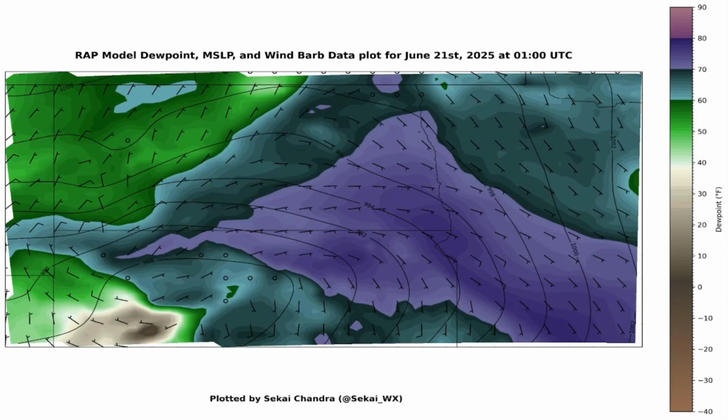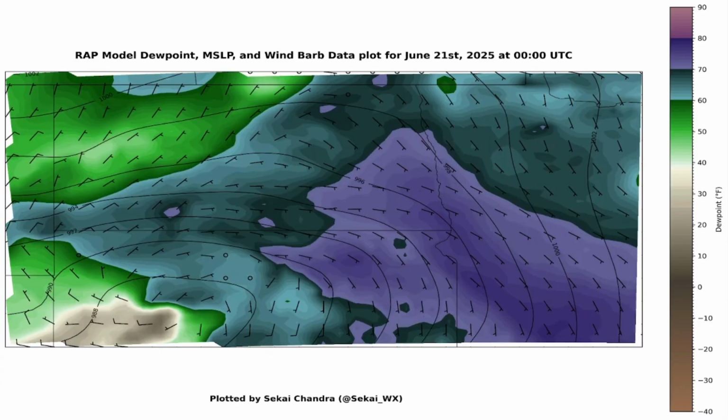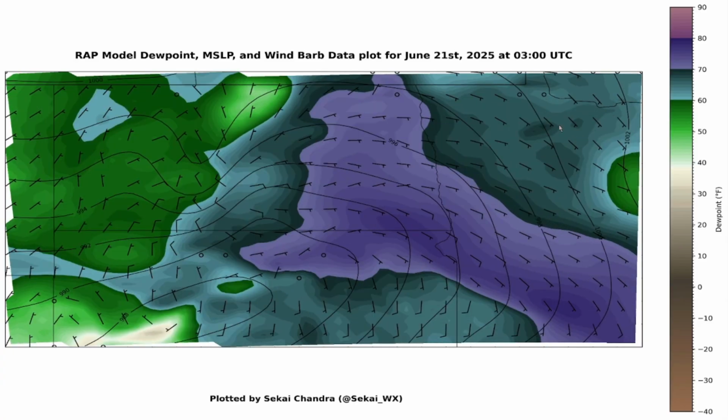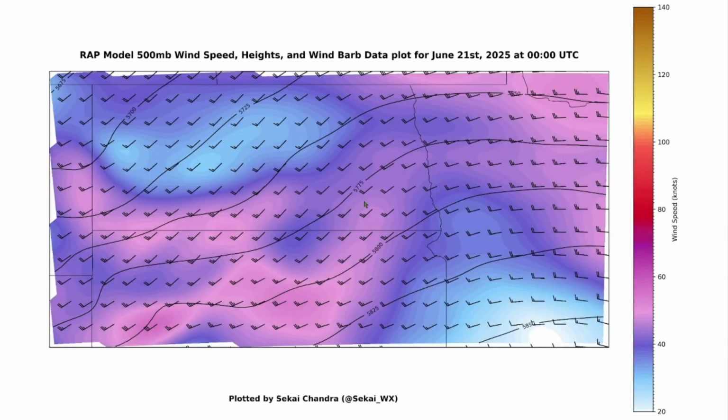Let's fast forward 1 hour. Another hour, look at that change. You can see moisture significantly increase over the interest area. And by 3 UTC, our warm sector, our area of interest, is completely filled with 60 to 70 degree dew points. Let's look at the upper level winds.